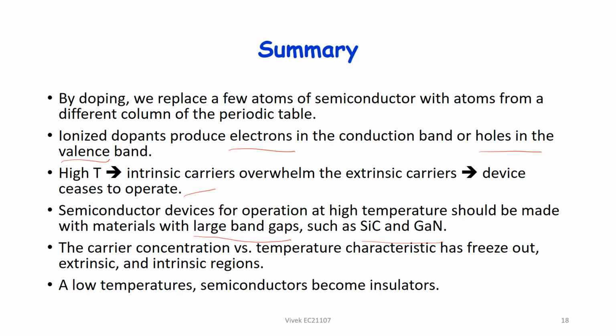Now I will give you a problem, right? Let's say you consider gallium arsenide crystal and you dope it with silicon. Now will it be N type or P type? Please think about it.